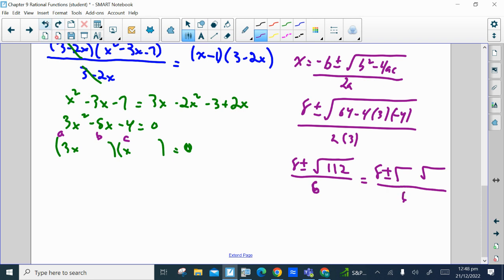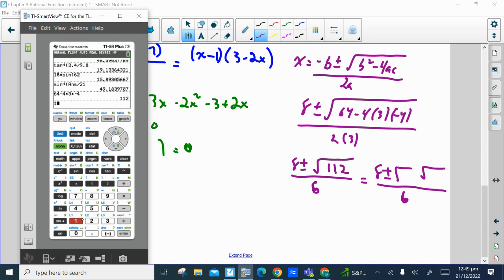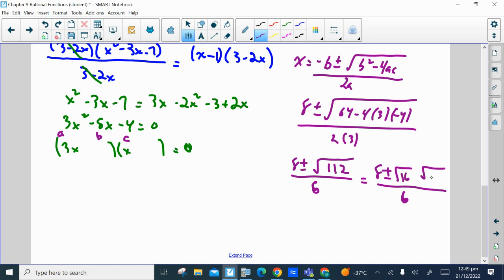So just looking at that, I know that 4 will divide into 112. So 112 divided by 4 is 28, which is also divisible by 4. So dividing by 4 twice should be the same thing as dividing by 16 once. I'm trying to find the largest perfect square that divides evenly into 112, and 16 would be the largest perfect square. 16 times 7 is 112. So write this as root 16 times root 7. The square root of 16 is 4. And now I can divide all the terms by 2.